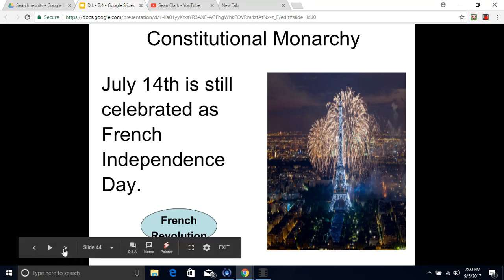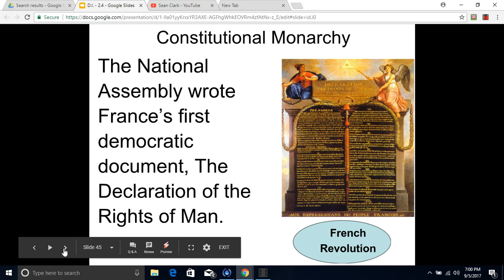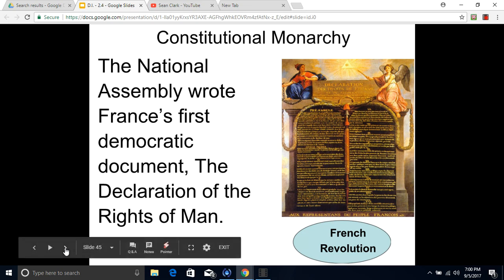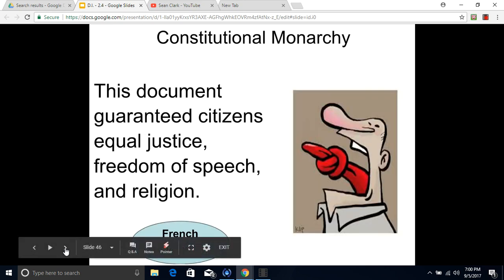The new National Assembly wrote France's first democratic document, known as the Declaration of the Rights of Man, very similar to our Declaration of Independence, certainly inspired by it. This document guarantees citizens equal justice, freedom of speech, and religion.